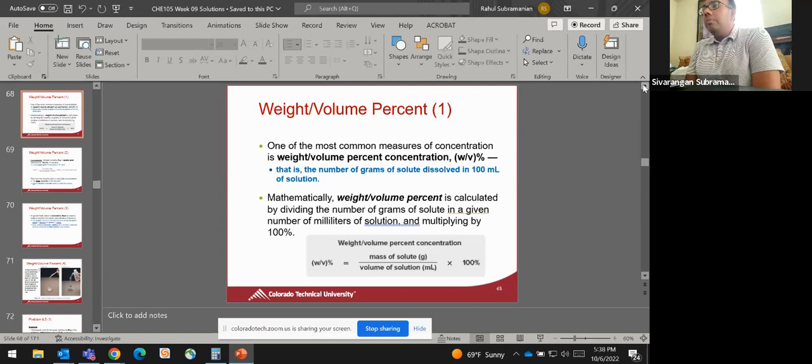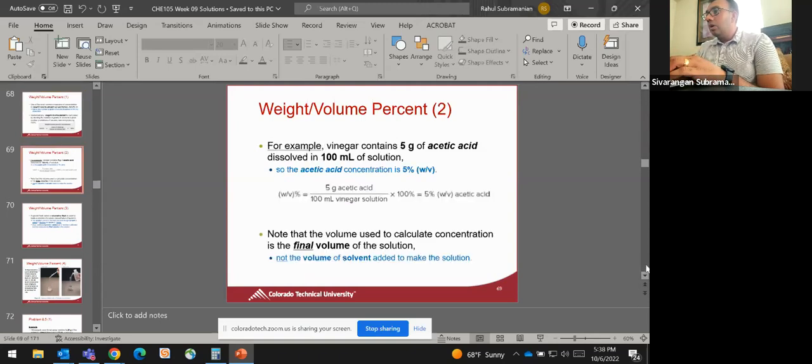weight per volume percent. That's one way of expressing concentration, and this is usually what is there in those medicinal bottles when you're looking at Pepto-Bismol or cough syrup or any of those liquid-based medicines. They usually would express weight over volume. So when you guys get a chance, please look into it.